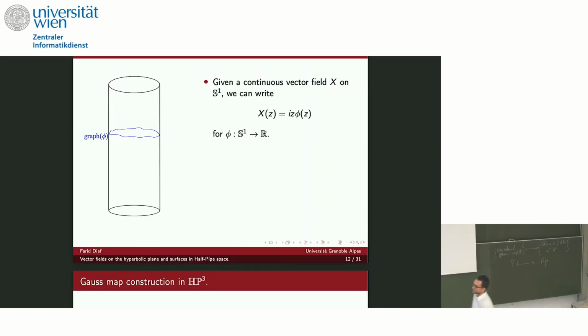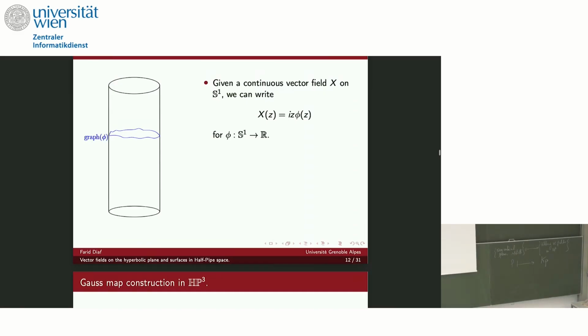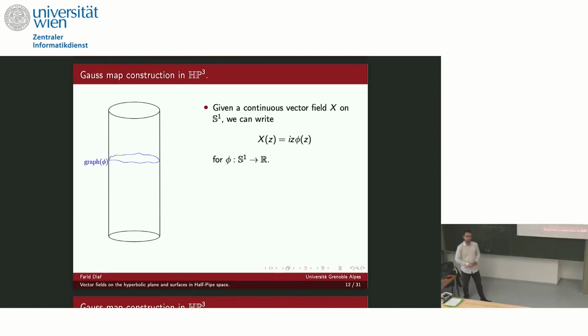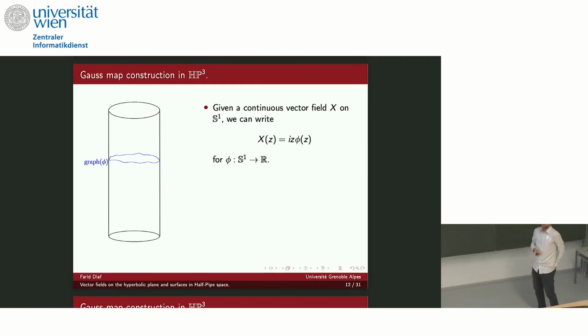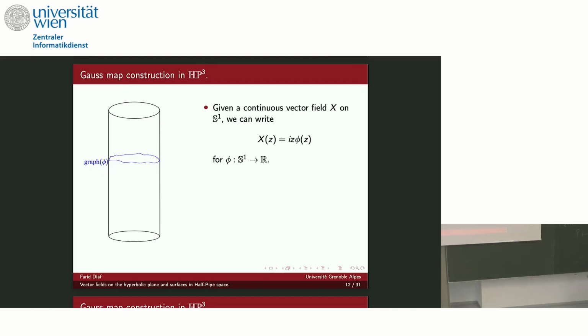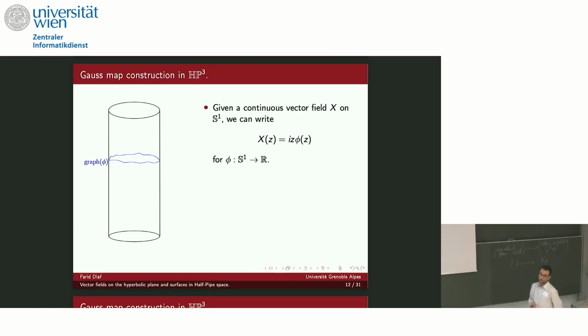Now I will try to explain how we could use this geometry to obtain extensions of vector fields of the circle. We pick a continuous vector field on the circle. Then you can write it as e^{iθ} times phi for some map phi from the circle to R. What I can do is take the graph of this map phi. This is a curve at infinity in my geometry, in the solid cylinder.